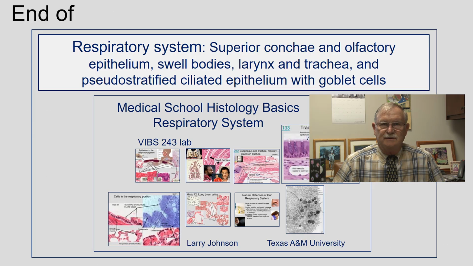This is the end of the respiratory system: the superior conchae, olfactory epithelium, swell bodies, larynx, trachea, pseudostratified columnar epithelium with goblet cells.